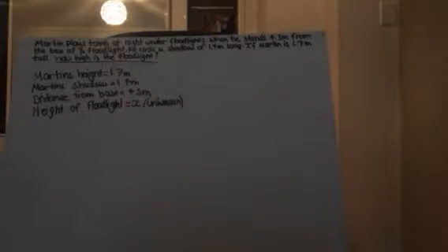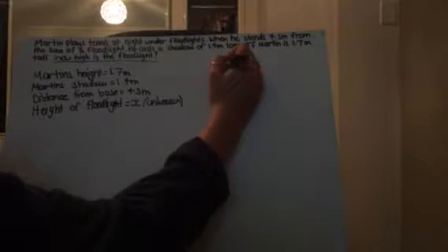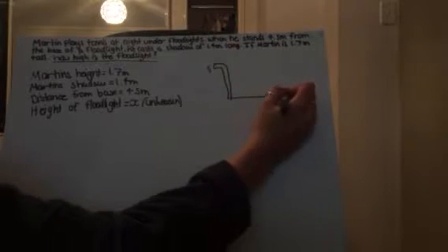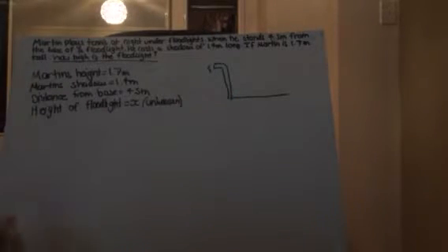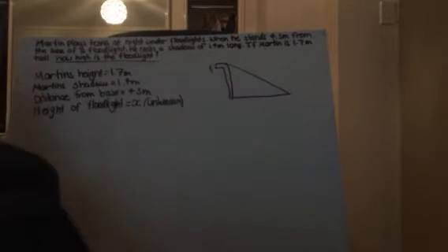The next thing we can do here is draw a diagram to help us figure out the question. So, the floodlight, the base, and as you can see here, we can make this into a triangle.